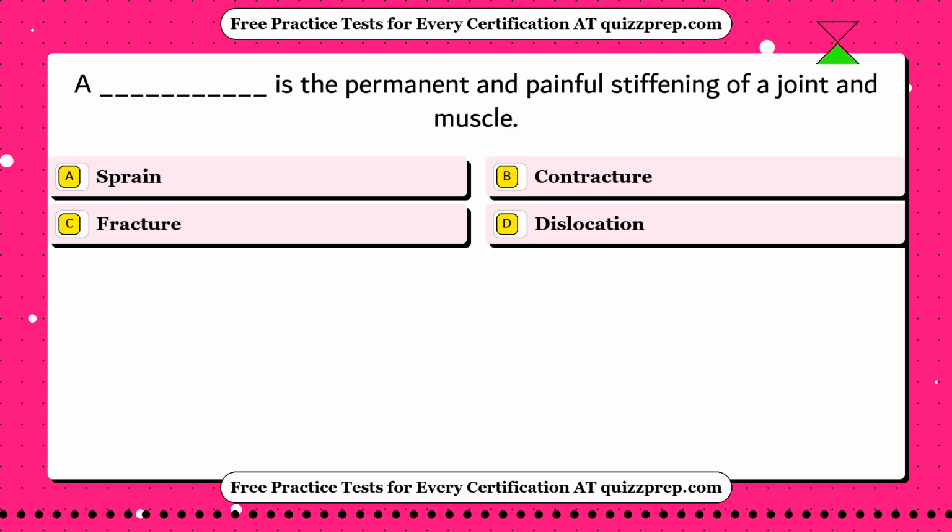Question 85. A blank is the permanent and painful stiffening of a joint and muscle. Option A, sprain. Option B, contracture. Option C, fracture. Option D, dislocation.